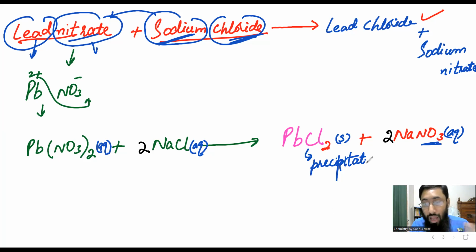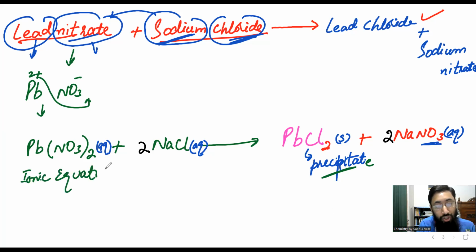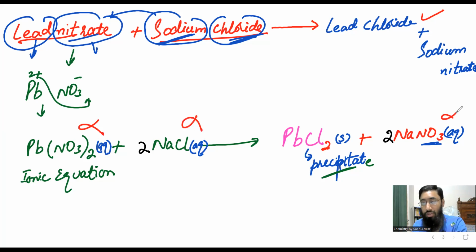The next thing we have to write here is the ionic equation, and I am going to tell you a trick on how to write it. I hope you know about the ionic equation. Ionic equation means equations in which ions are present. Okay. This is lead nitrate aqueous, leave it. This is sodium chloride aqueous, leave it. This is sodium nitrate aqueous, leave it. This is lead chloride precipitate in the form of solid, take it.